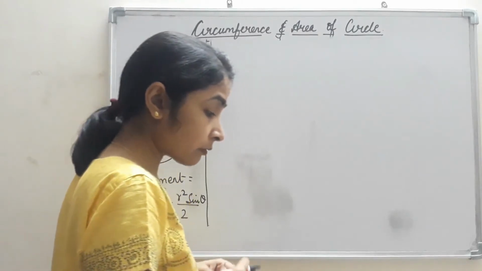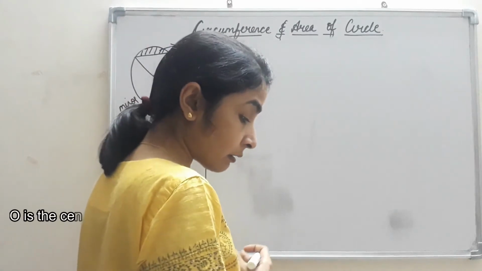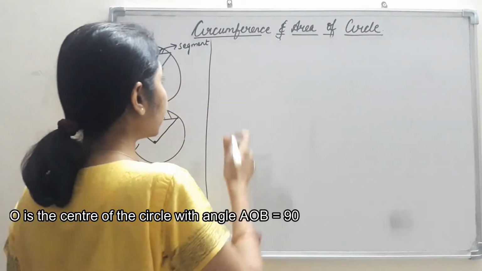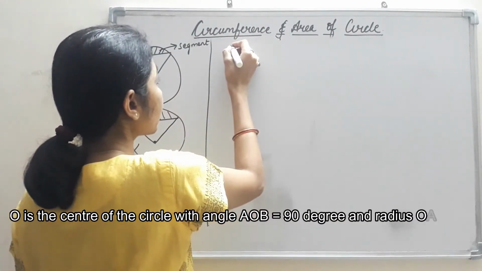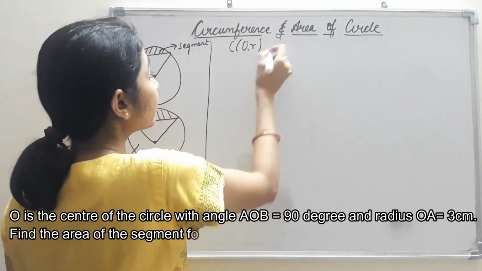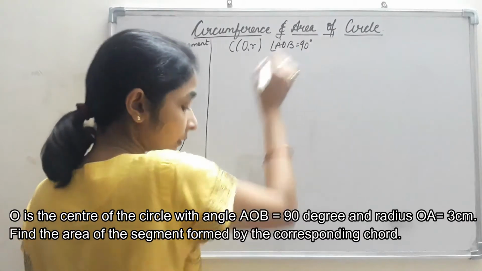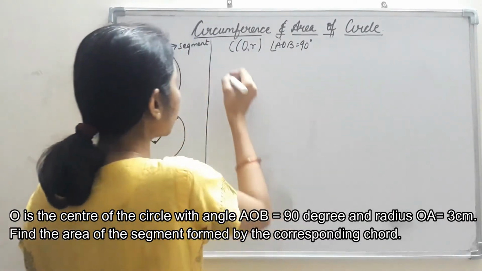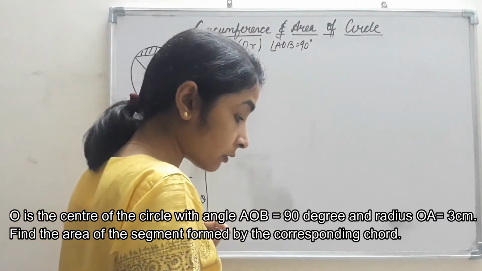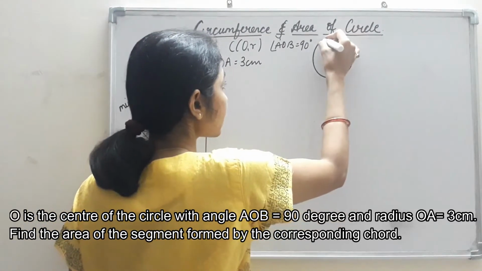The first question related to finding out the area of segment is: in a circle with center O, the central angle is equal to 90 degree. Let us take the circle with center O and radius r, and here we are given the central angle AOB is equal to 90 degree. We are given OA, that is the radius, is equal to 3 centimeter. We will just make a figure related to it, and we are supposed to find out the area of the shaded region. That means this is the circle that is given to us.